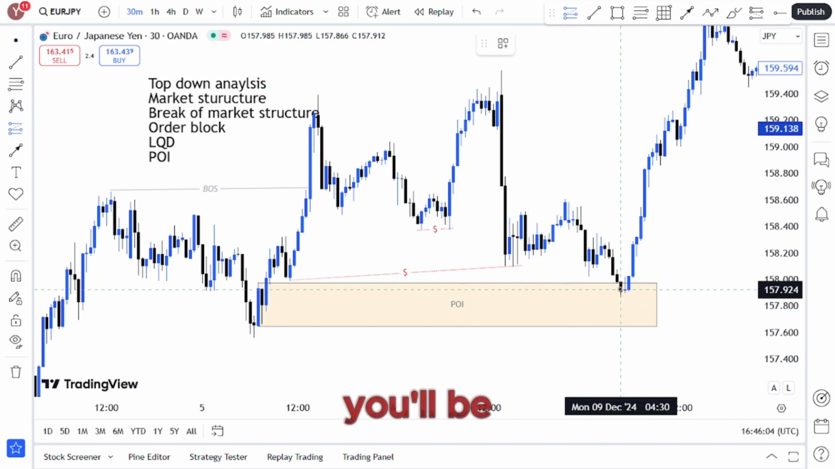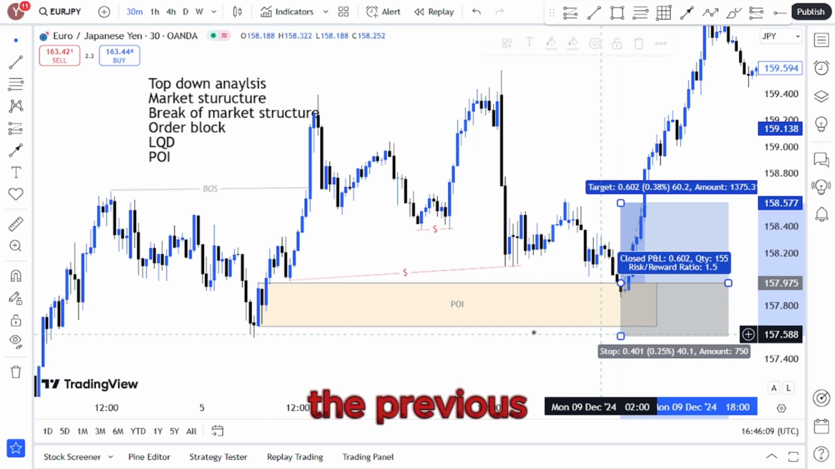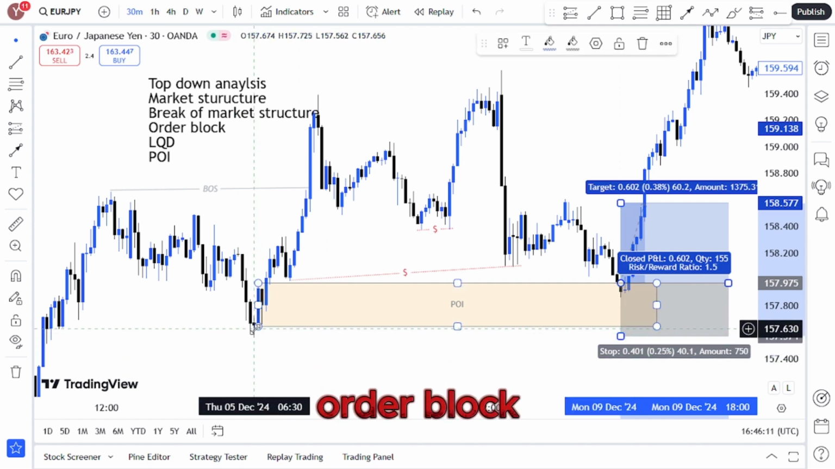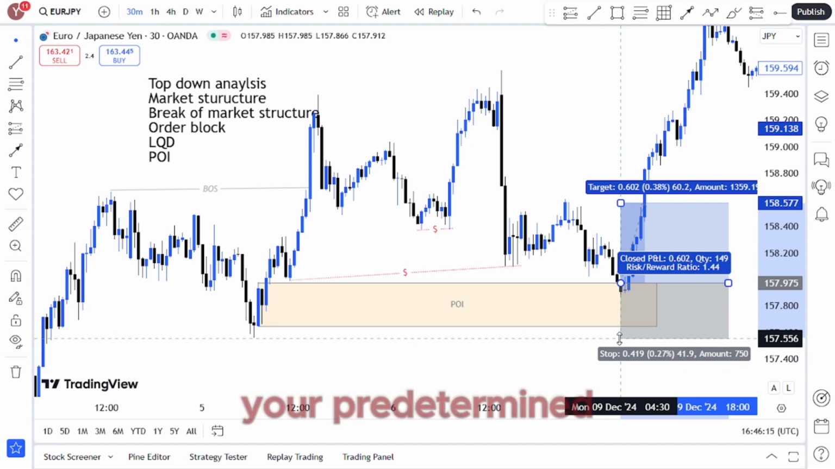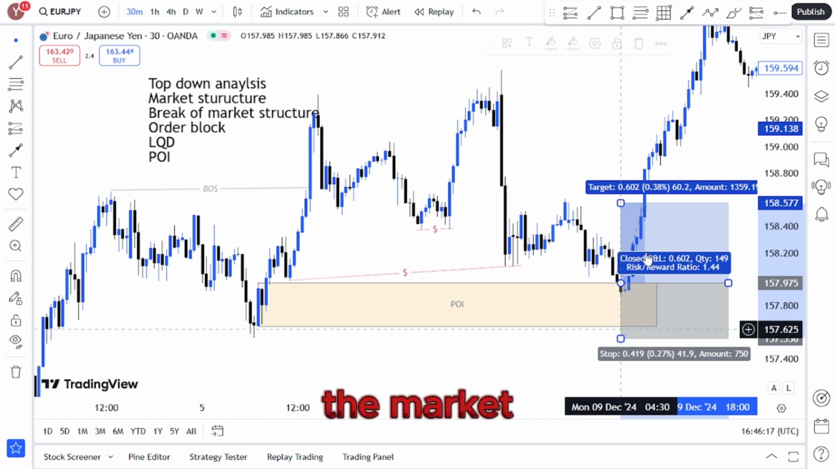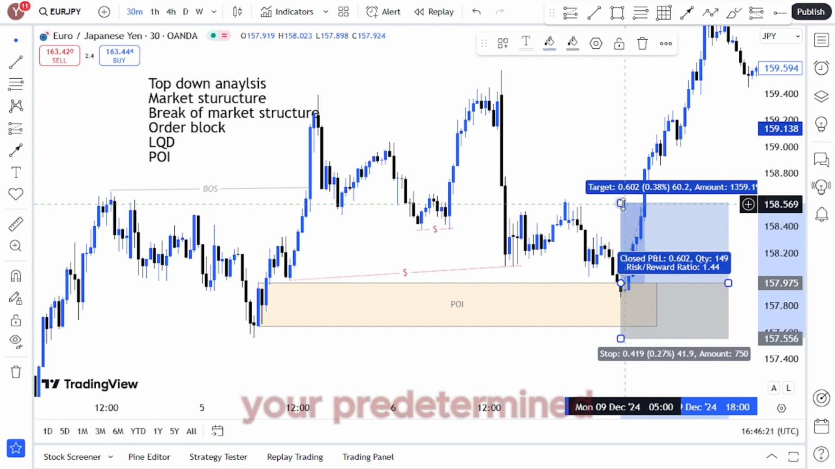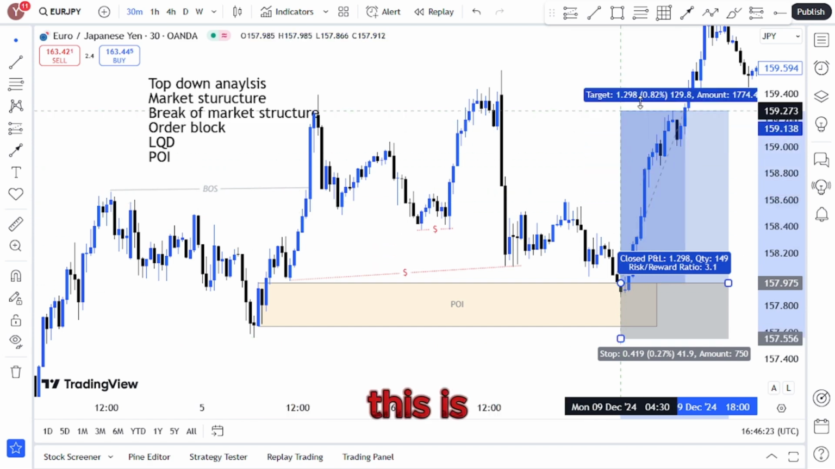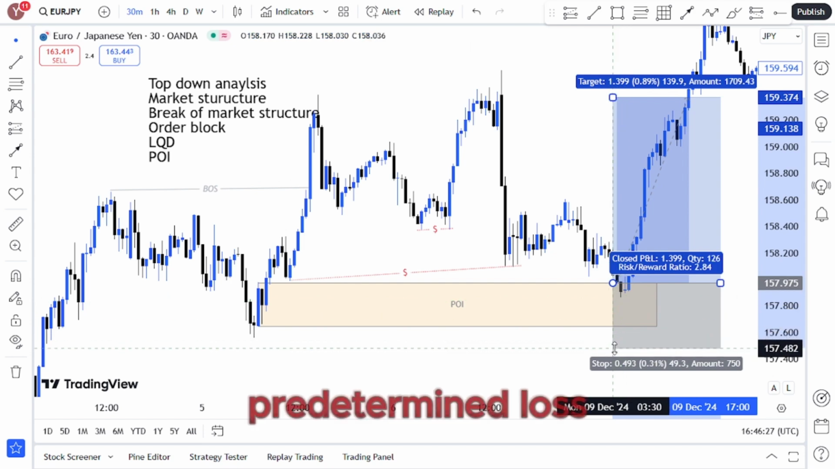So this is where you'll be interested to buy the market and put your stop loss below the previous low, which is below the order block low. You keep your stop loss here. Remember, we talked about stop loss, your predetermined loss in the market. Use this link to go watch that video, guys. Your predetermined loss and your predetermined profits. This is your predetermined profit, sorry, and this is your predetermined loss.